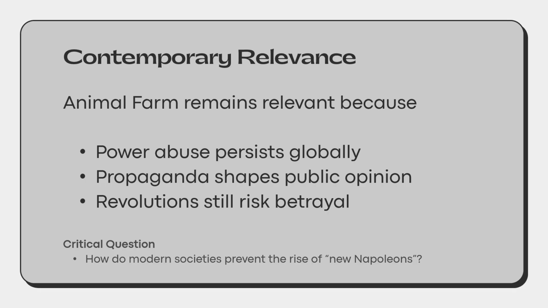Contemporary relevance. Despite being published in 1945, Animal Farm remains relevant today. The novel helps readers understand modern issues such as political manipulation, media propaganda, and the abuse of power. It encourages readers to question authority and to think critically about leadership and governance.